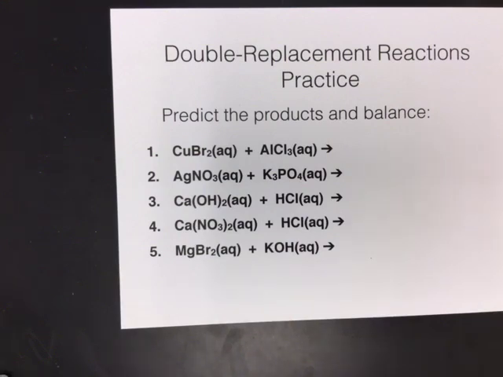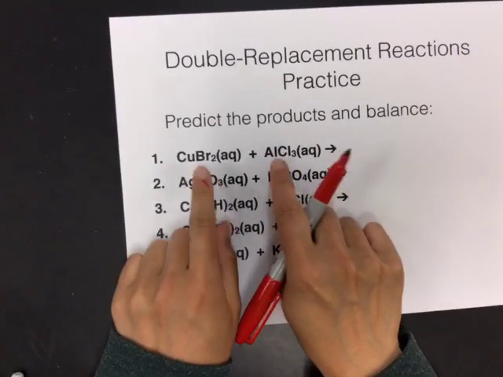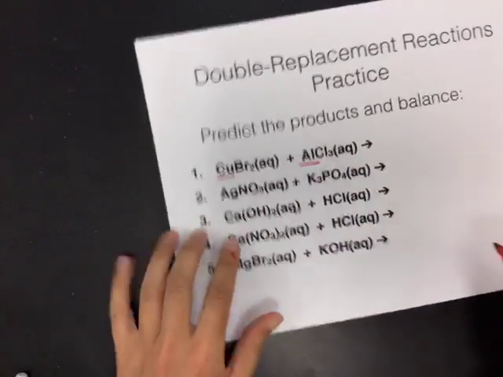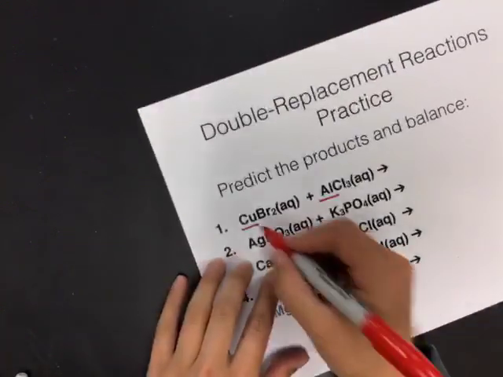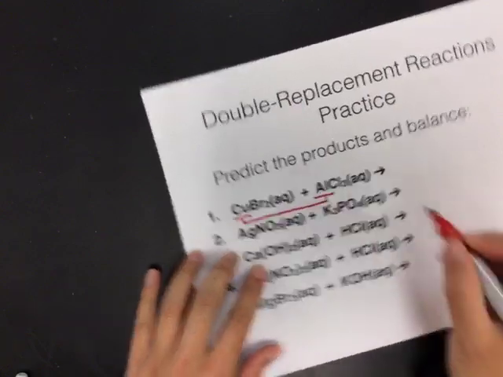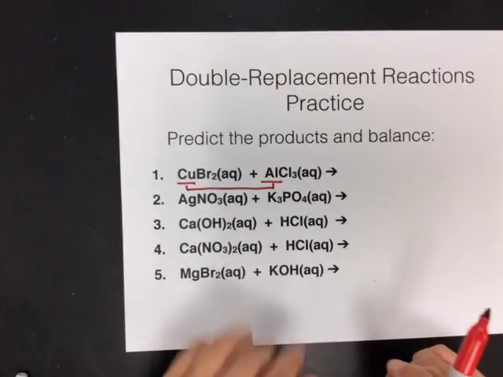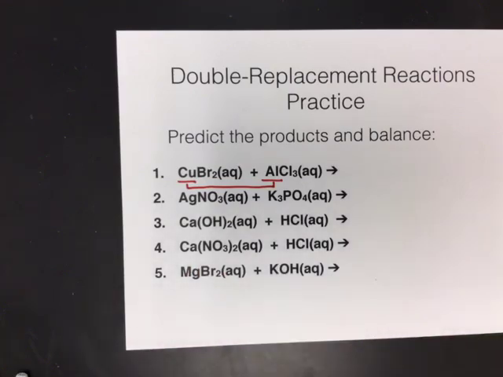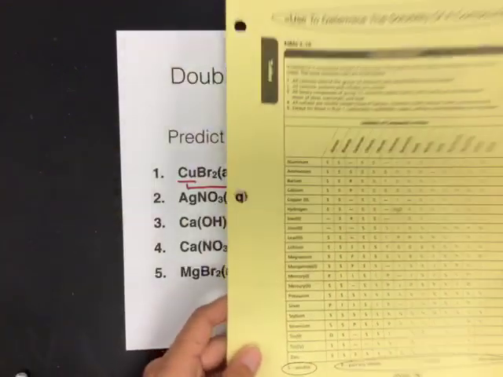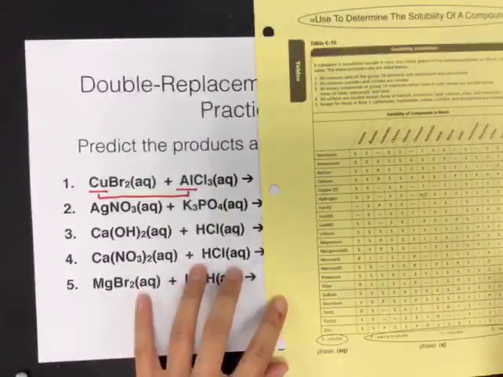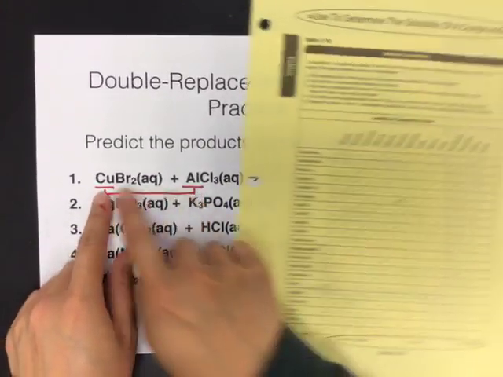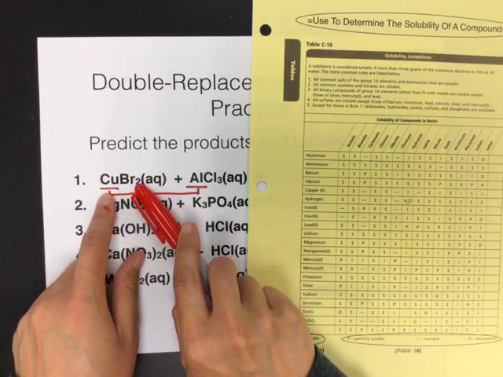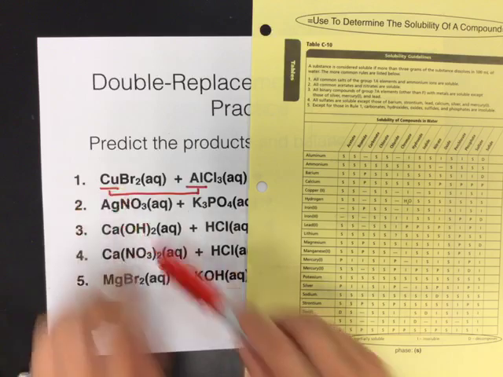CuBr2 reacts with AlCl3. If these are our reactants, we can think of it that the copper and the aluminum are going to switch places. Before we write our products, we can save some time and just check whether this reaction is going to happen or not. So copper, we know it's 2 because there are two bromines here, each with a -1 charge, which means this has to be copper 2+.